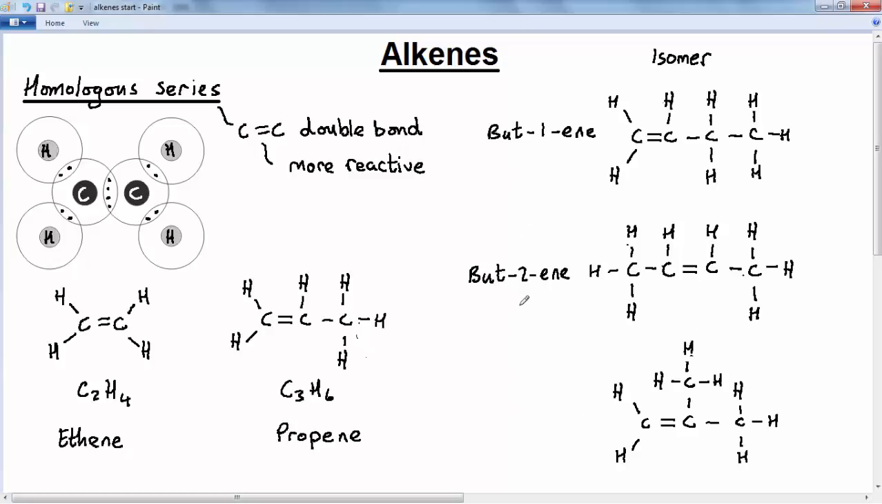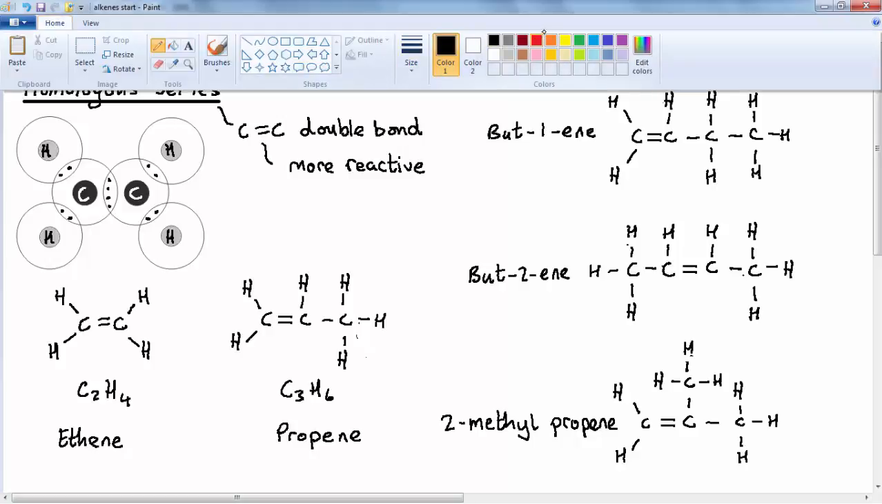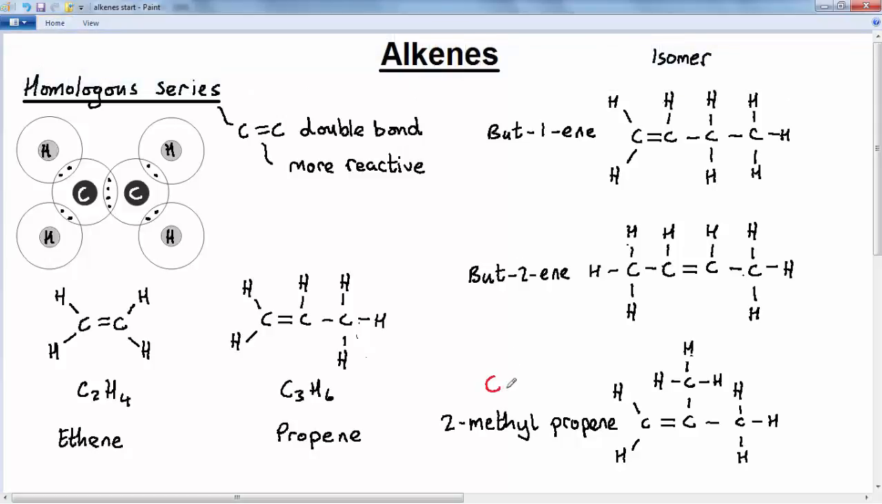So we have but-1-ene, but-2-ene, and then as we learnt with the alkanes, this group here is called the methyl group, and so this would be 2-methyl propene, because the methyl group is on the second carbon atom. So this is known as 2-methyl propene. All right, and these all have the same chemical formula, which is, I'll just do it in red here so that you can see clearly, C4H8.